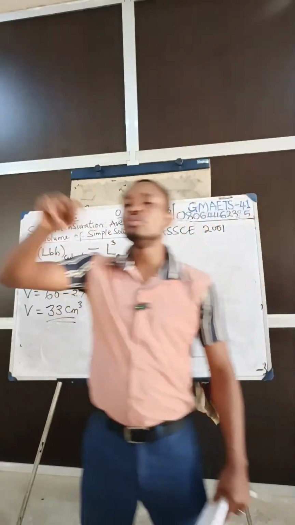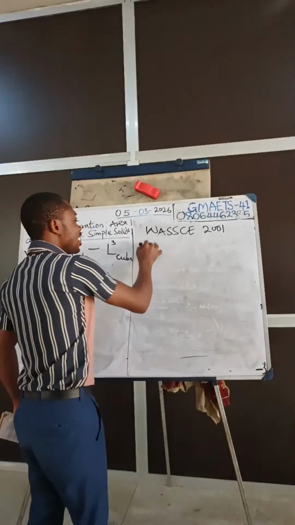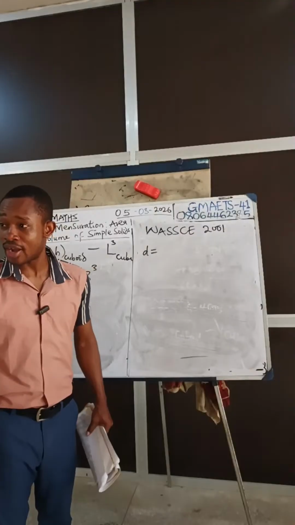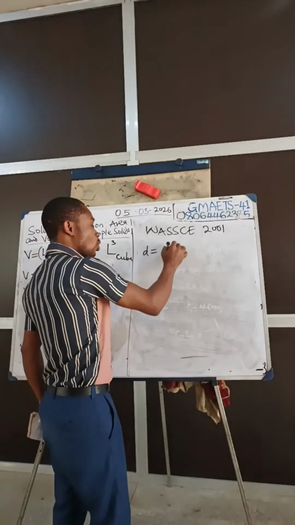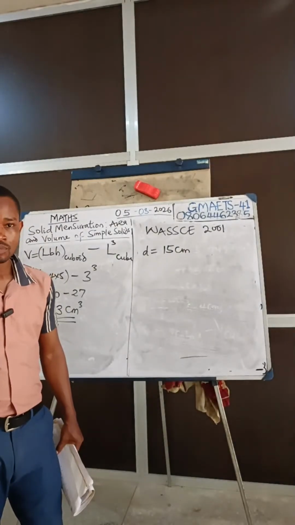So at the time that the balloon bursts, the diameter of the balloon, which is approximated as a sphere, are you getting me right? The diameter was given as what? 15 centimeters. Is that not so?